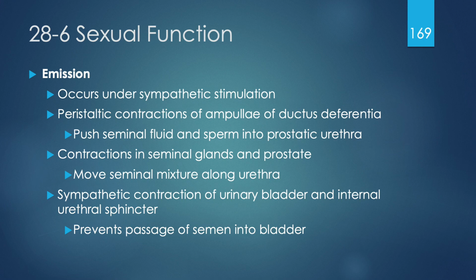So emission occurs under sympathetic stimulation, and peristaltic contractions of the ampulla from the ductus deferentia, or the vas deferens, will push the seminal fluid as well as the sperm into the prostatic urethra. So contractions in both the seminal glands and the prostate will pump the seminal mixture along the urethra, and sympathetic contraction of the urinary bladder as well as the internal urinary sphincter is what prevents the passage of semen into the bladder, so it doesn't go retrograde.